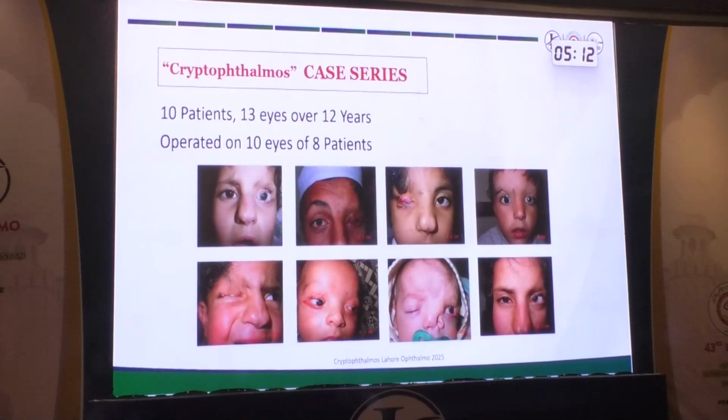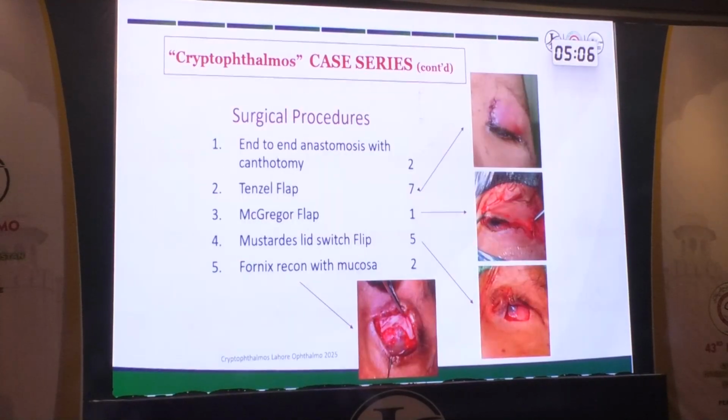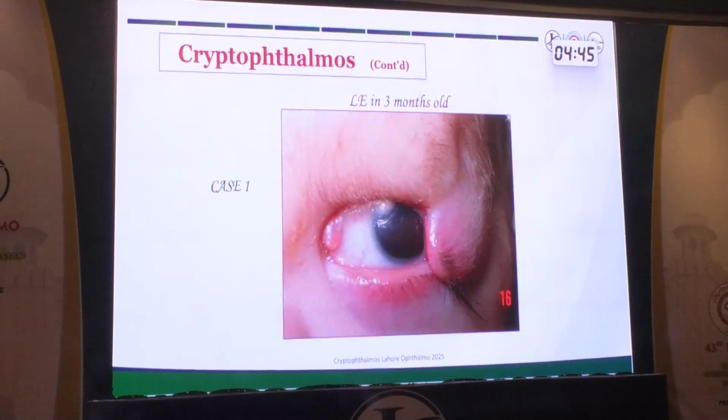I have operated on 10 eyes of 8 patients over about 12 years, and a number of surgeries were performed. On average, I perform about 2.2 surgeries. In some cases, I have to perform about 5 surgeries. The procedures were: end-to-end anastomosis in 2 patients, tensor flap in 7, McGregor flap in 1, Mustarde lid switch flap in 5, and pharynx reconstruction with mucosa in 2 patients.